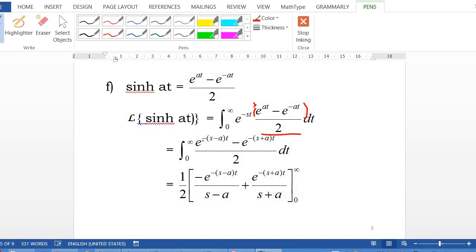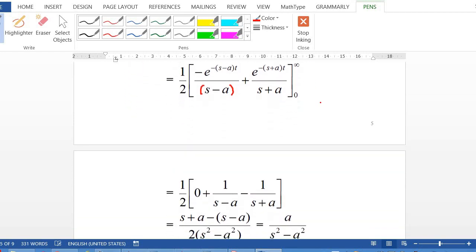So integrate exponent negative s minus a, t with respect to t. The half you factor out. When you integrate an exponent term, you have the same term. However, you have to divide by the coefficient of the t here, which is negative, s minus a. And for the second term, you have exponent negative s plus a, and then you divide by this term. Initially you have minus and divide by negative, so it becomes plus s plus a.